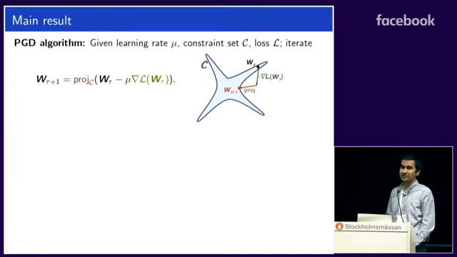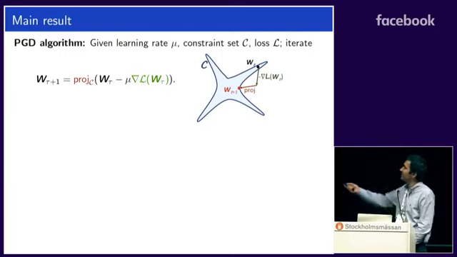So let's go towards our main result. Let's first introduce the projected gradient descent algorithm. It is a very classical idea. Basically, at each iteration we take a gradient step, and then we project our iterate onto the constraint set. Obviously, this is a classical idea, and it has been used in many contexts.